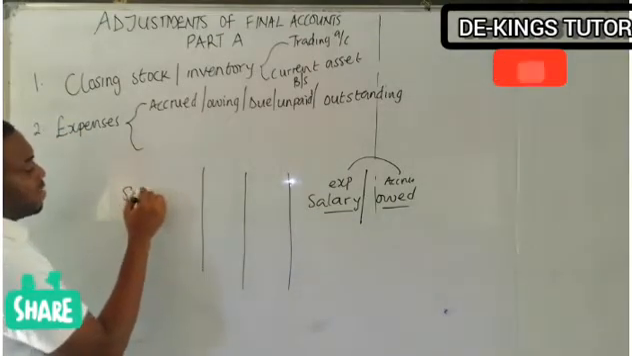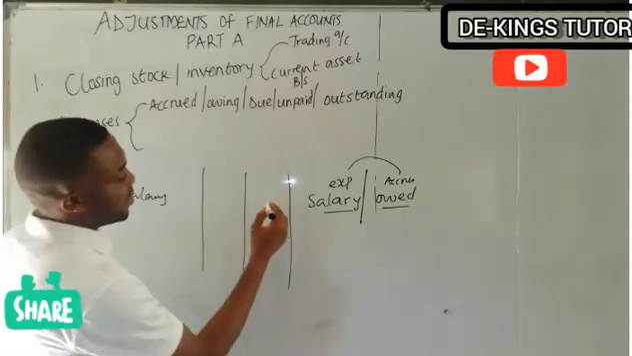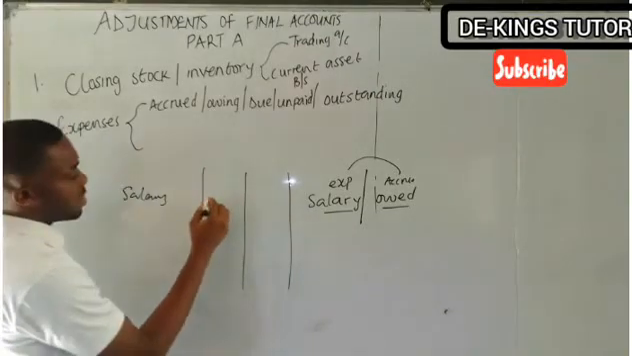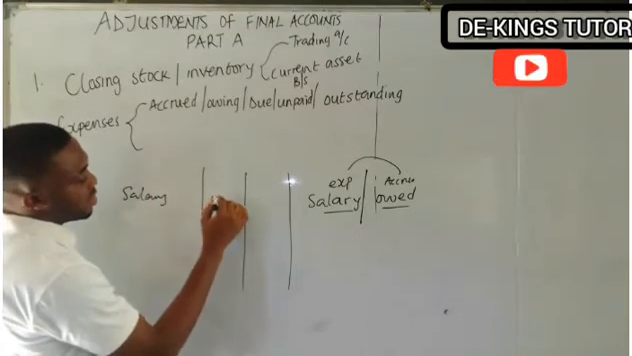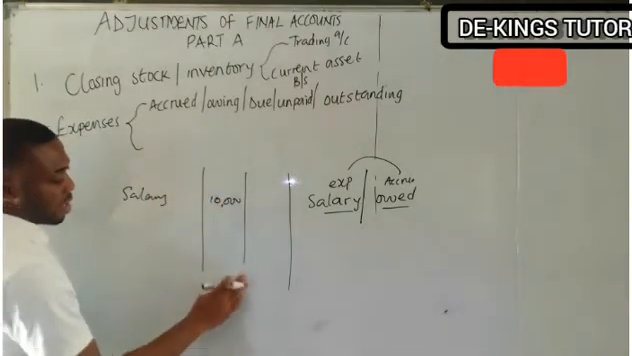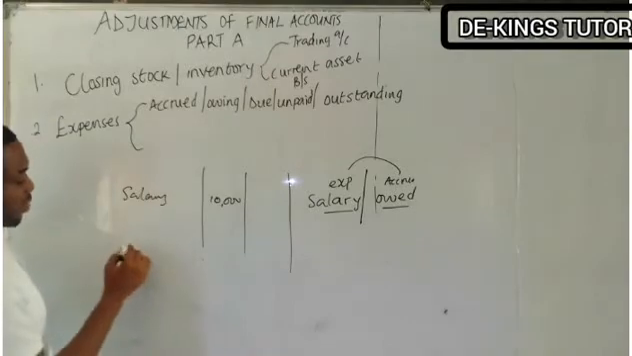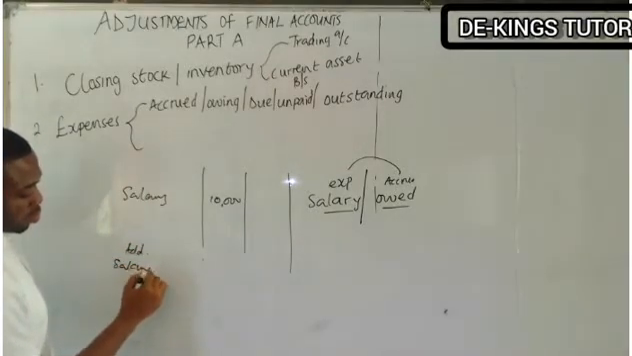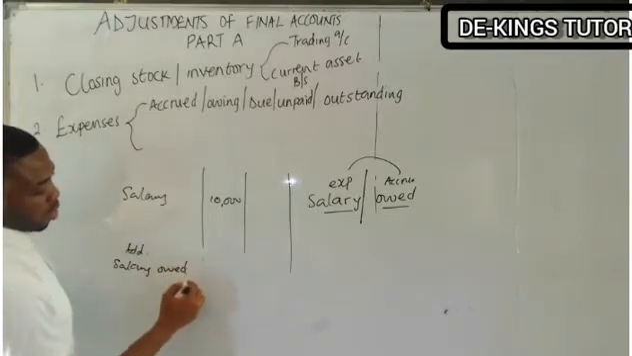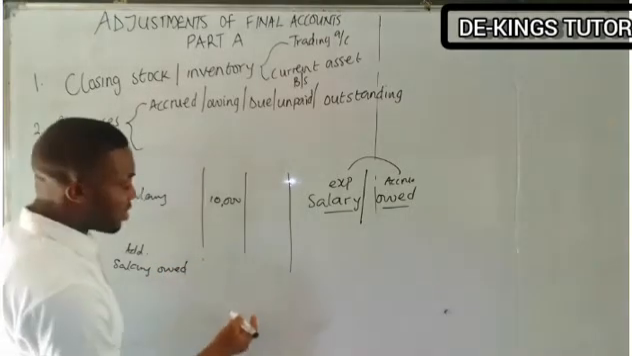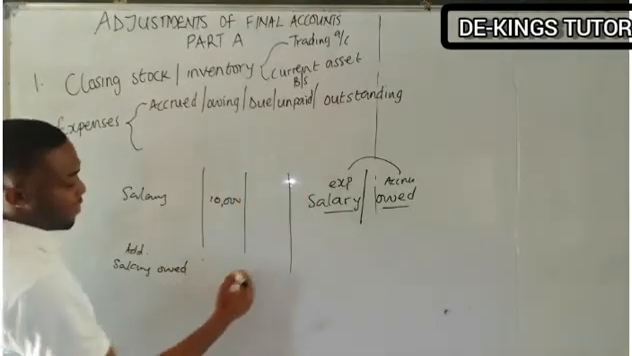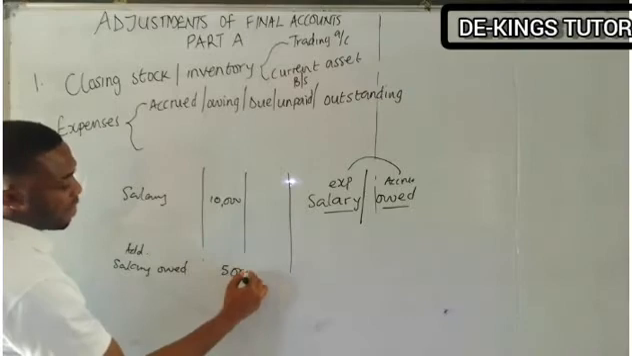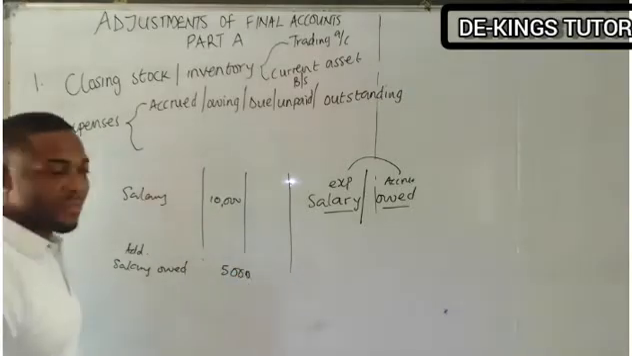It said salary, on the expenses. So this salary is, let's say, 10,000. Okay, and they said additional information after that. It's a salary owed, or accrued, depending on the statement, or unpaid, depending on what we have here. Let's say 5,000. Okay, salary owed 5,000.